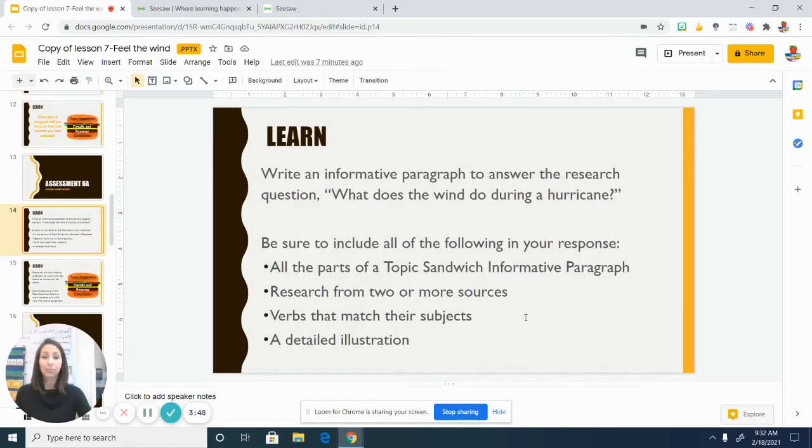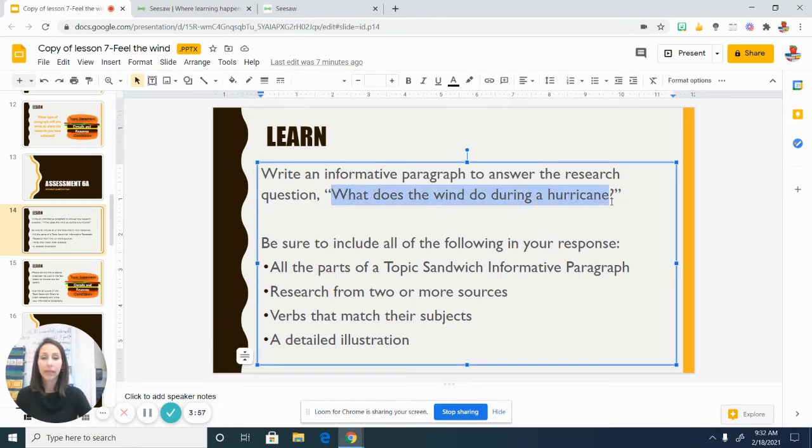Okay, so here's the checklist and the topic of your informative paragraph. The question is, what does the wind do during a hurricane? That's what we've been researching when we read that certain page on Feel the Wind, when we read the DK Find Out website, and then when we read the book from Epic called Hurricane. That was the question we were trying to answer. We were looking for facts that could answer this question: what does the wind do during a hurricane?